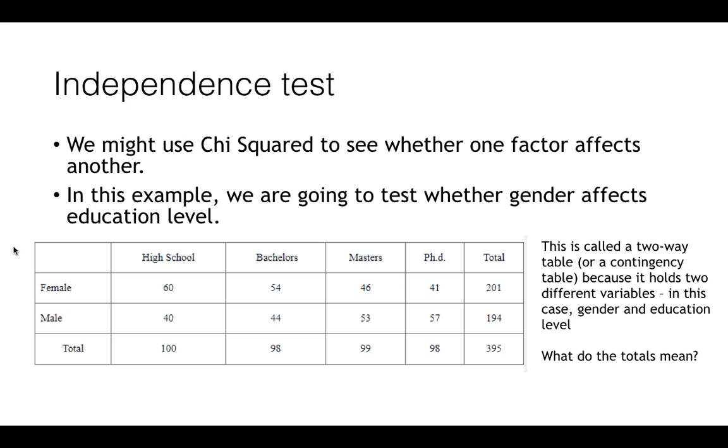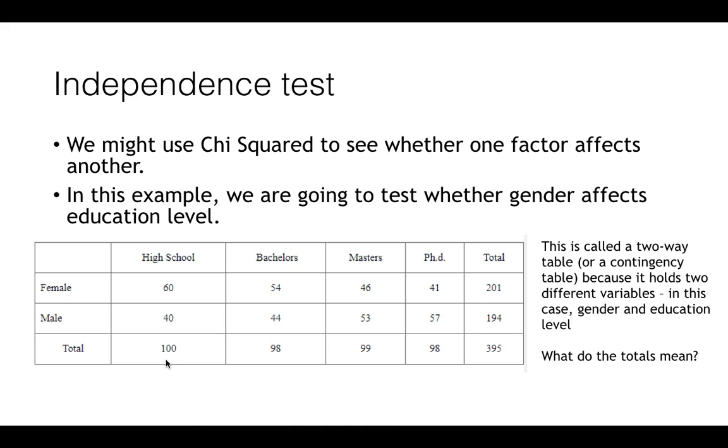So this table here is called a two-way contingency table because it holds two different variables. The first variable, gender, and the second variable, level of education. The totals along here tell us, this one tells us how many females there are in the study. This one tells us how many males there are in the study.